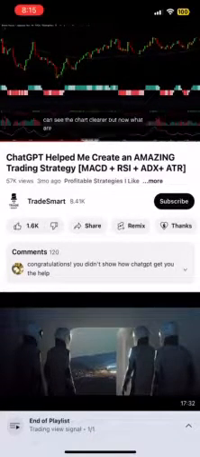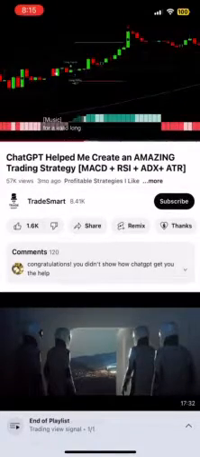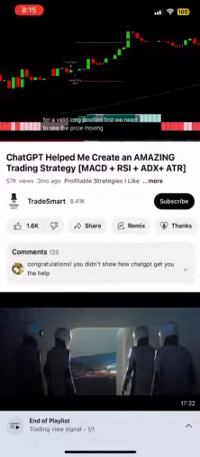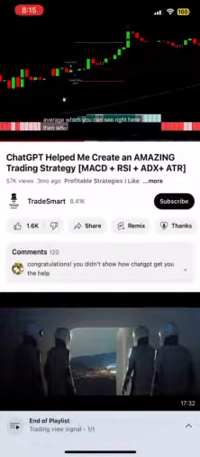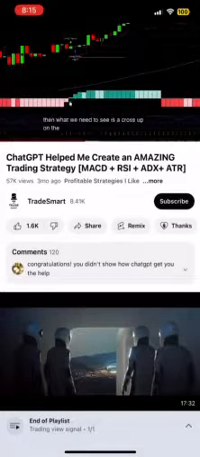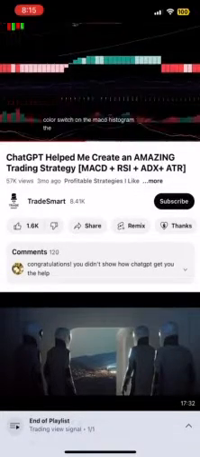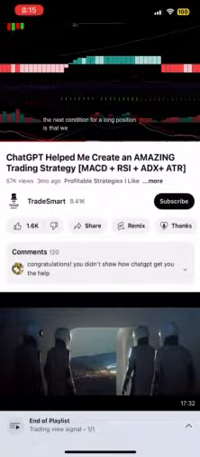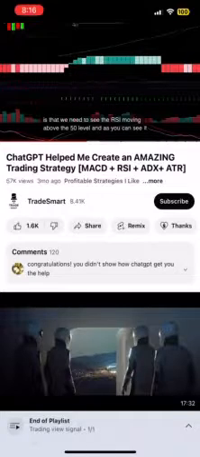But now, what are the rules for the strategy? For a valid long position, first we need to see the price moving above the moving average, which you can see right here. Then, what we need to see is a cross-up on the MACD, which is indicated by this color switch on the MACD histogram. The next condition for a long position is that we need to see the RSI moving above the 50 level. And as you can see, it does.